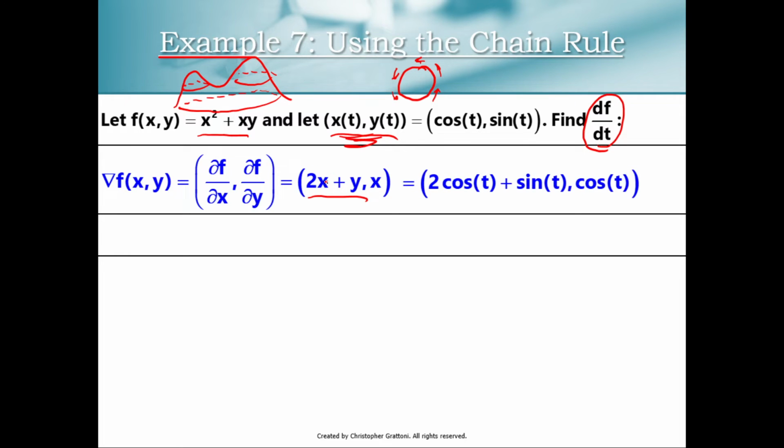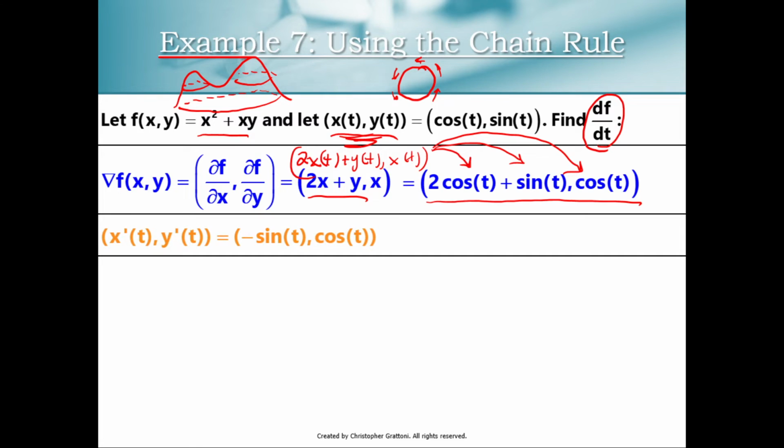Now I'm not going to leave this in terms of x's and y's. I'm going to write this as 2x of t plus y of t, comma x of t. And when I plug in all of the appropriate values for x of t and y of t, I get this function in terms of t. Same idea here for x prime of t, y prime of t. I'm going to take my x of t, y of t that I have above. I'm going to take the derivative of each of those terms, and I'm going to get negative sine of t, comma cosine of t.